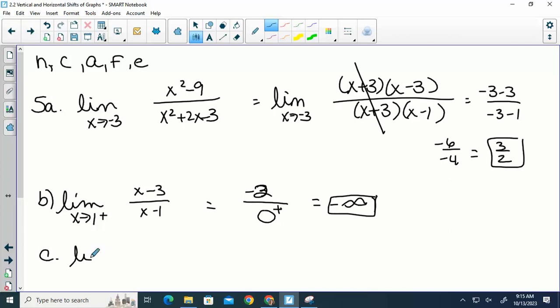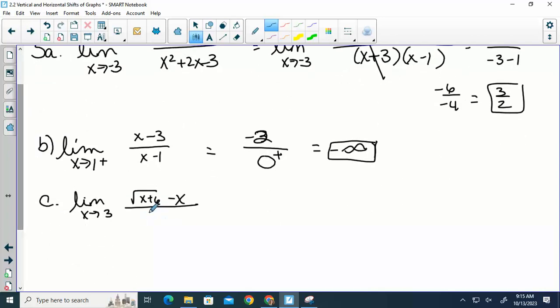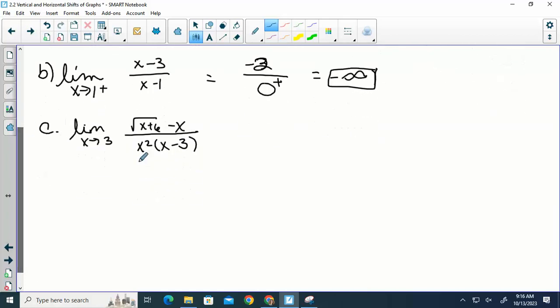we have the limit as x approaches 3, square root of x plus 6 minus x over, can I go ahead and factor out an x squared on that? x squared, x minus 3. Just save myself some writing here. Okay, can I plug in my 3? No. Getting 0 on the bottom. So what is our option with radicals? Anytime we have a radical, we multiply by the conjugate.